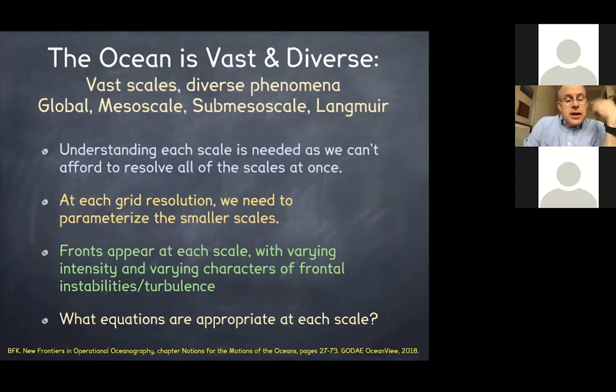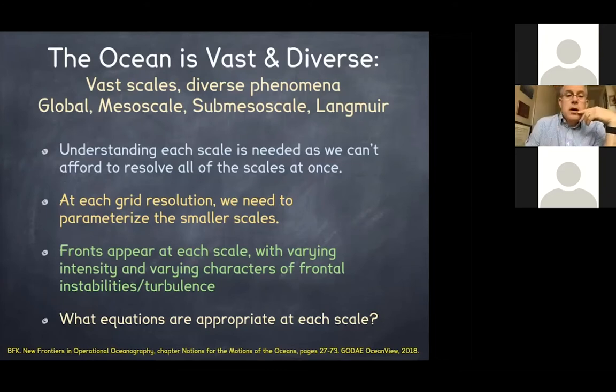Fronts appear at each scale, as you may have noticed, at least at all the scales we talked about, and they have varying intensity and varying characters of the instabilities and turbulence that grow off of them at different scales. And so you might even wonder, what are the equations that are appropriate at each scale? It's all fluid dynamics, it's all Navier-Stokes, but if we're truncating at a particular resolution, you might actually think of these parameterizations as part of the governing equations. So eddy viscosity and eddy diffusivity are a familiar example of that, but much more subtle parameterizations have been developed in recent years.